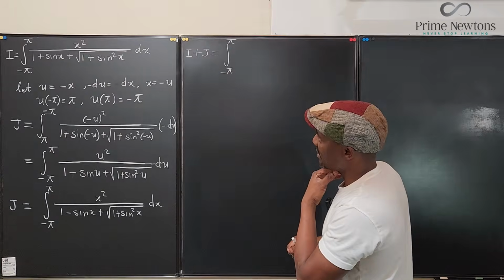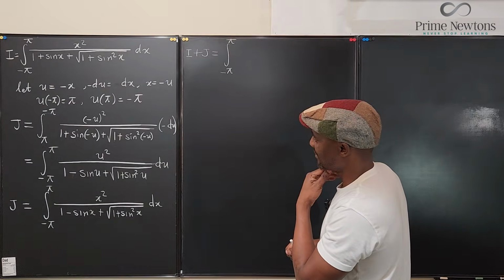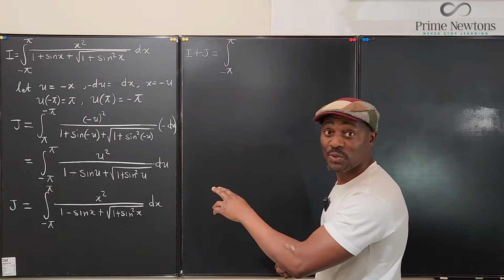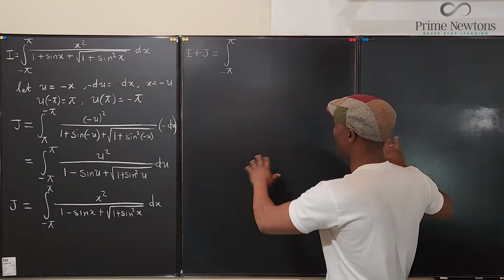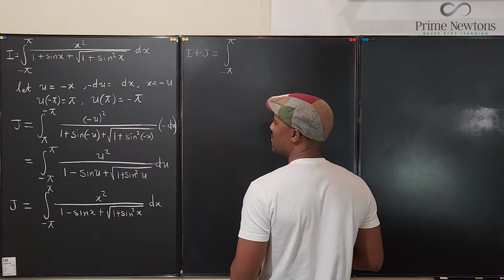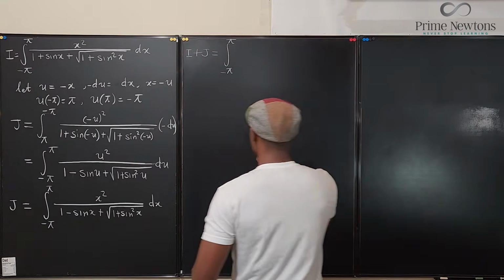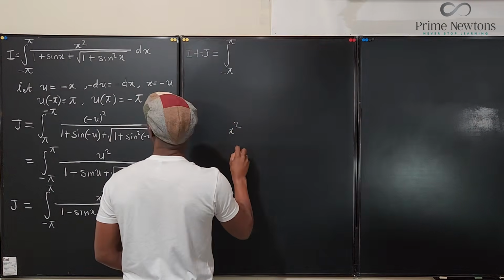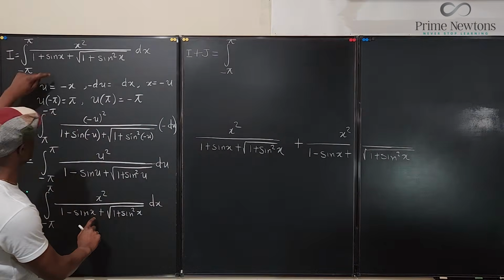This looks crazy. Okay, I'm going to try to do the addition. Let's just do some rough work here. So we're going to have x squared. So these are the two arguments of these two integrals.